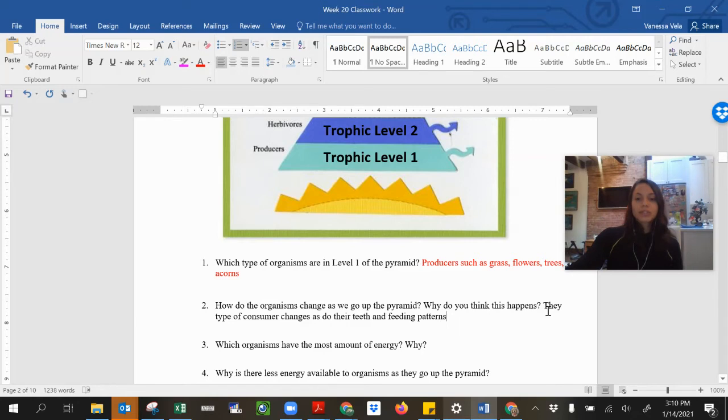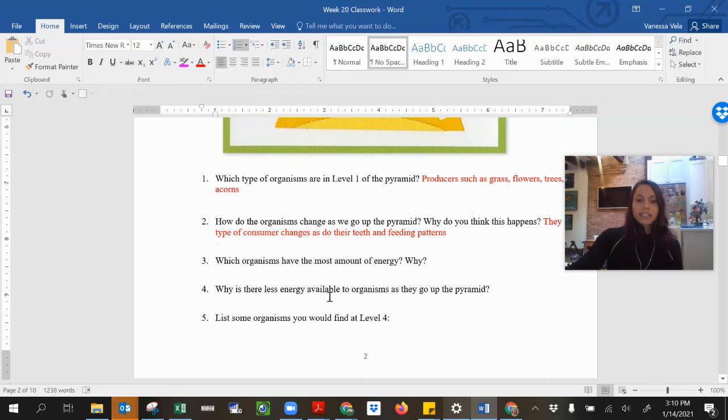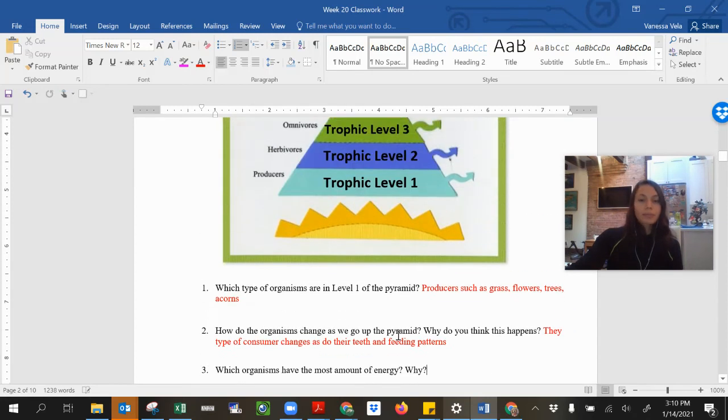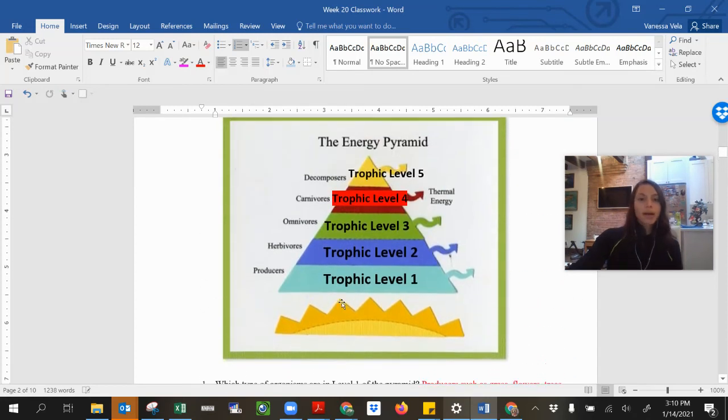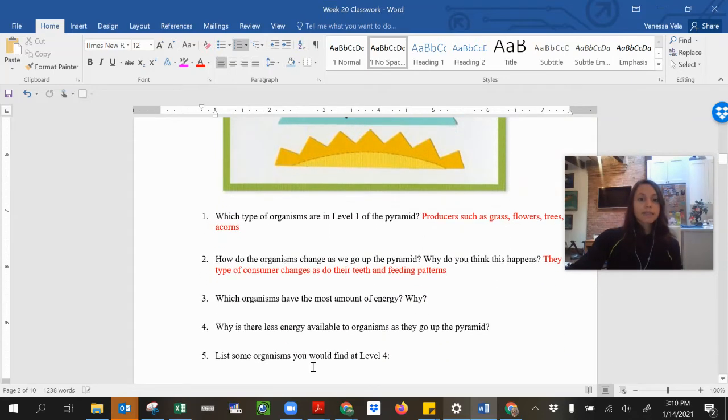Okay, so that's what you need to mention as well. You can copy this verbatim, word for word. That's what it means, because this is what you need to know. All right. And which organisms have the most amount of energy and why? Tell me why. Why is there less energy available to organisms as they go up the pyramid? I spoke to you about that. What's being released? What do we release?